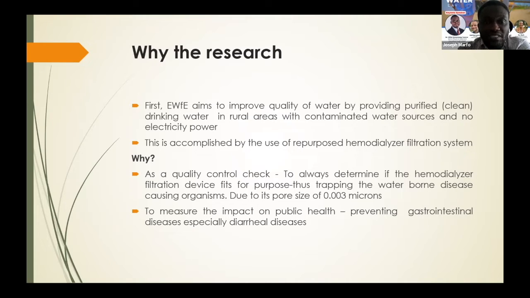So why the project? As a way of serving as a quality check, that's to determine if the hemodialyzer filtration device is fit for purpose, that's able to trap the waterborne disease-causing organisms due to its relatively small pore size of 0.003 microns. Again, we also seek to measure the impact on public health. Thus, we believe that once the filters are able to trap water-causing organisms, then it can prevent gastrointestinal diseases such as diarrhea diseases.